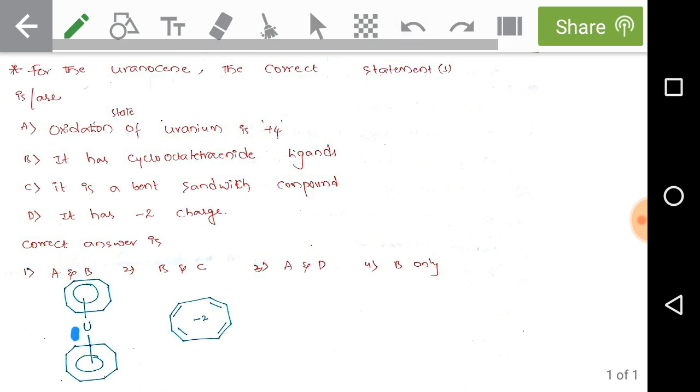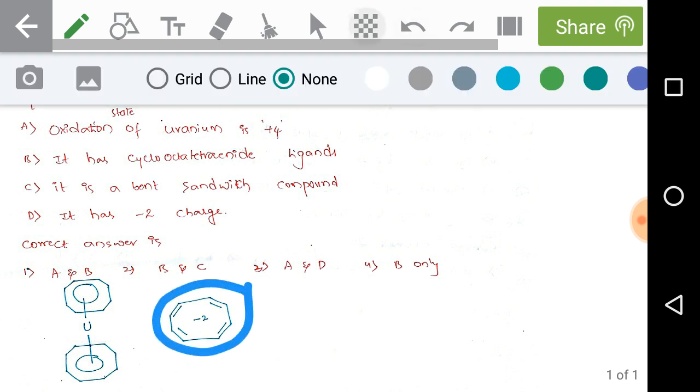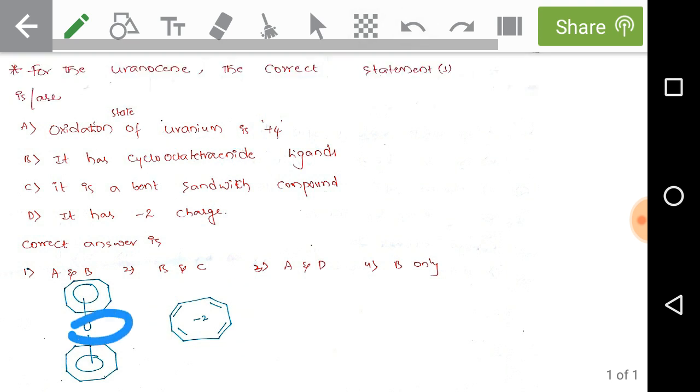And just observe uranium here, with each cyclooctatetraenide. If you know the IUPAC names and have command on IUPAC naming, you can check that cyclooctatetraenide means it has -2 charge. The 'ide' simply indicates the presence of -2 charge in cyclooctatetraene. So each of them contains -2 charge. That's why uranium should contain +4. Here -2 and here -2, that's why uranium simply has +4 oxidation state.